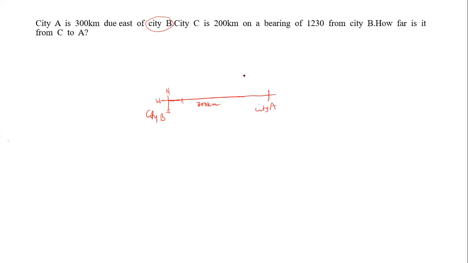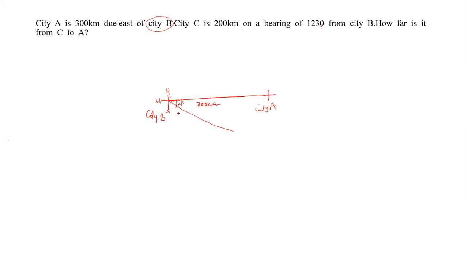Now, city C is 200 kilometers on a bearing of 123 degrees from city B. This is city B. This is not 123, this is 90. 123 means I have to add an additional 33 to 90. So I'm adding the additional 23 to this.